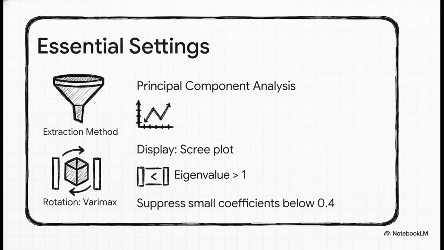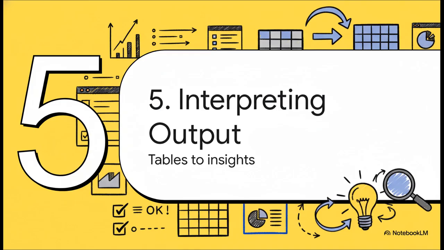Makes sense, right? Then, and this is so important, under rotation, you're going to choose Varimax. This little trick makes the final output way easier to read. Trust me. And finally, under options, we'll just tell it to hide the small, unimportant numbers to clean things up. And just like that, we've done the heavy lifting.